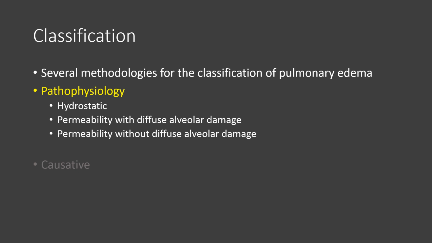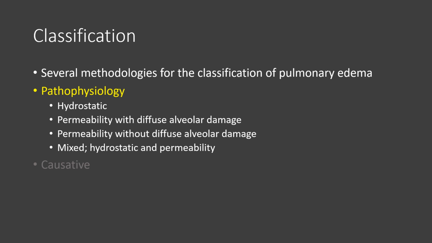This doesn't have to be related to hydrostatic pressures though. If the vessels are leaky, now fluid can leak out. That's what we call permeability edema. Permeability edema we think about as either being related to diffuse alveolar damage or without diffuse alveolar damage. Diffuse alveolar damage we typically associate with ARDS. So permeability edema with or without ARDS or diffuse alveolar damage. And then you can have a mixed pattern, people with both hydrostatic and permeability edema.